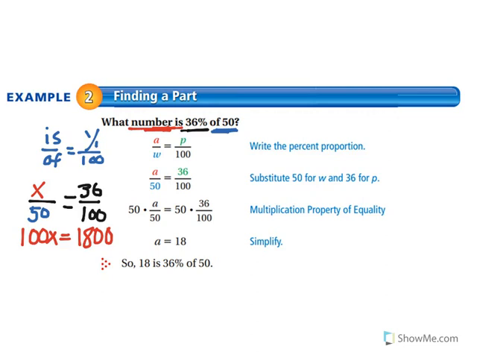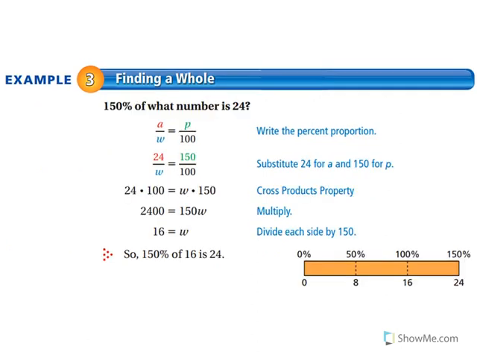And then I can go ahead and divide both sides by 100. They cancel out, and I get x equals 18. So x, the number, would be 18. Hopefully this makes sense to you. And we have one more example to try together.